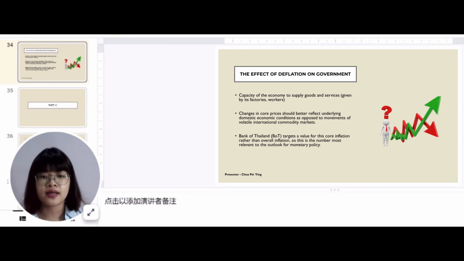Many governments calculate exactly this number, called core inflation, which is the change in prices of consumer goods excluding food and fuel. Although changes in the price of food and fuel can spill over to other goods, the idea is that change in core prices should better reflect underlying domestic economic conditions as opposed to movements of volatile international commodity markets. The Bank of Thailand (BOT) targets a value for this core inflation rather than overall inflation, so this is the number most relevant to the outlook of monetary policy.